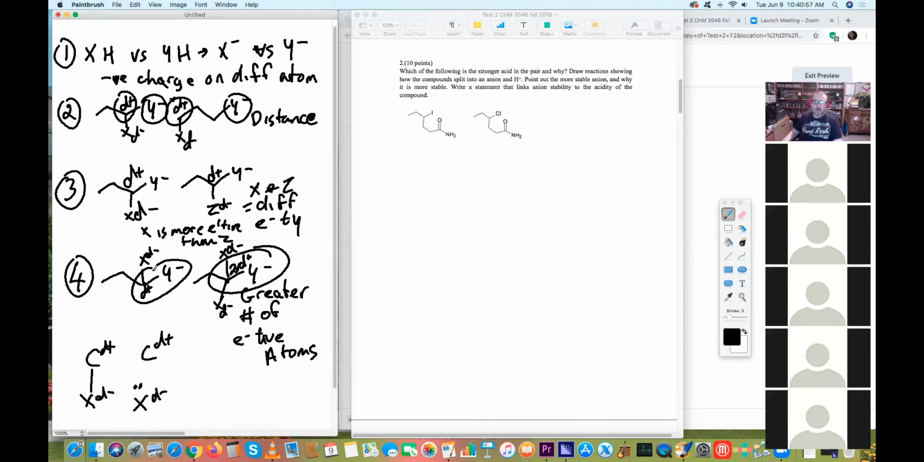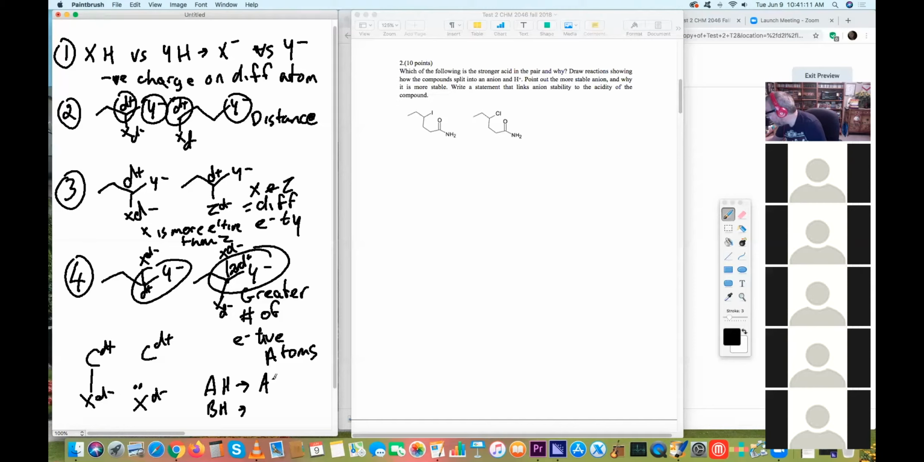So the whole premise here is based on anion stability, and the logic here is that if you've got two compounds, I'm calling them AH and BH, and they split into anion and H plus. The anion, of course, being the negatively charged species here. If A minus is more stable than B minus, we're also going to get more H plus. If we get more H plus, it means it's more acidic. So that's the very quick and dirty way of explaining what's going on here. Does anybody have any questions?